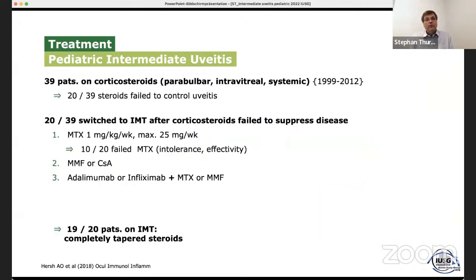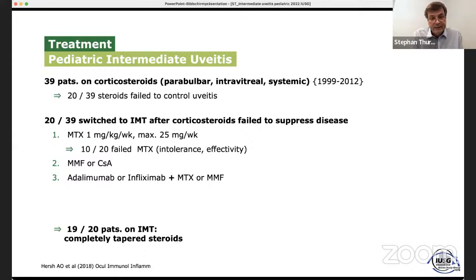From this publication from Hirsch, they showed that in almost 40 patients who received parabulbar, intravitreal or systemic steroids, 20 of those 39 patients failed to control uveitis on steroid treatment. These 20 patients were switched to an immunosuppressive treatment, as a first step to methotrexate, maximum 25 mg per week. And 10 of the 20 patients were successfully controlled with methotrexate, while the other 10 failed either due to intolerance or ineffectivity.